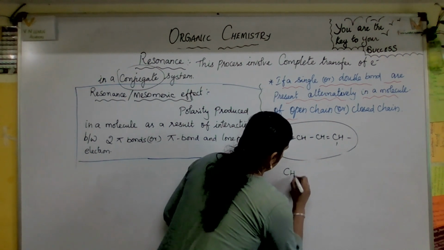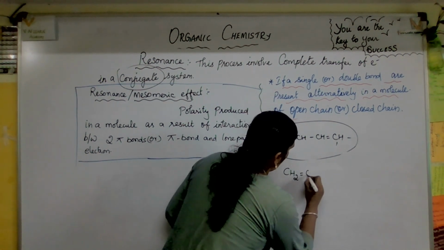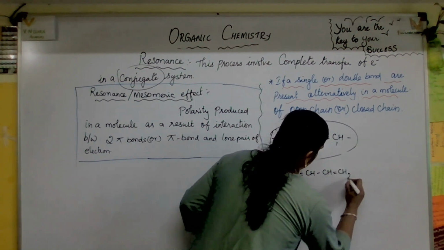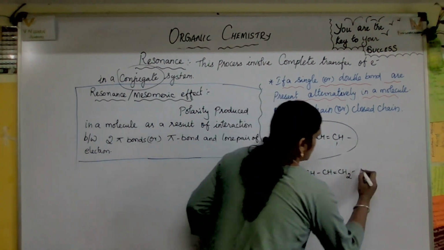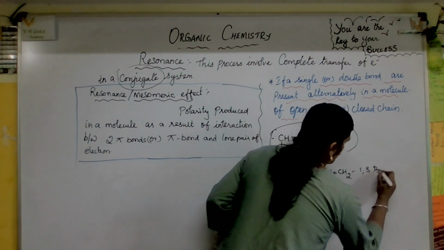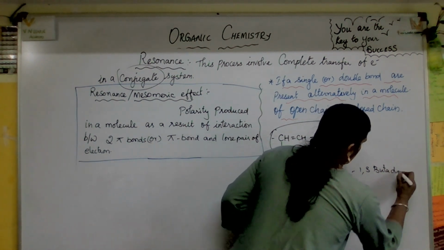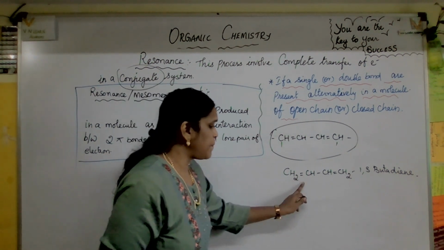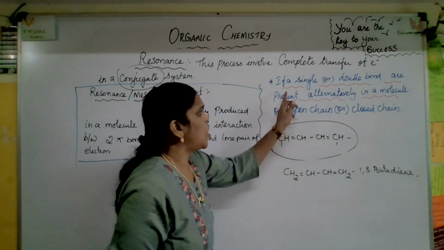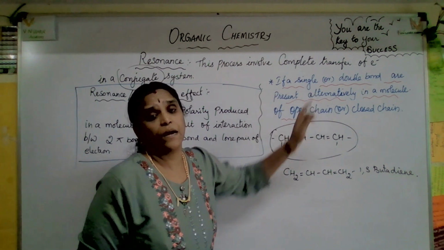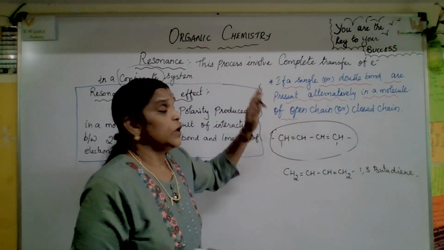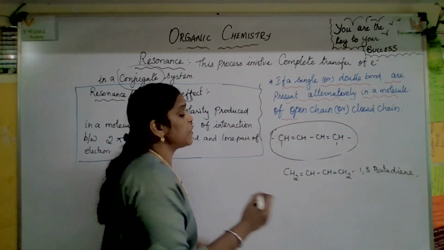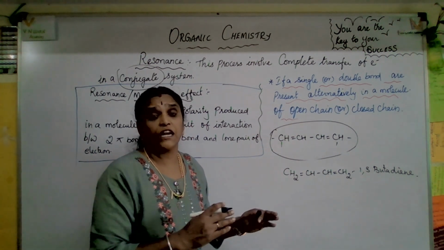Here CH2 double bond CH, single bond CH, double bond CH2. What is this? 1,3-butadiene. So we can say this is a conjugated system: double bond, single bond, double bond, alternately single and double bonds present in a molecule in open chain or closed chain. This is an open chain.